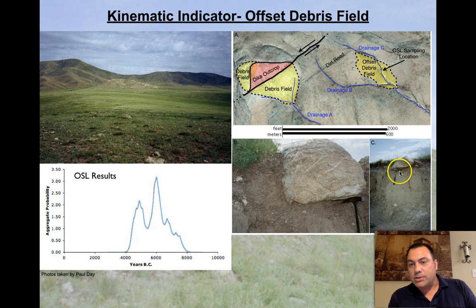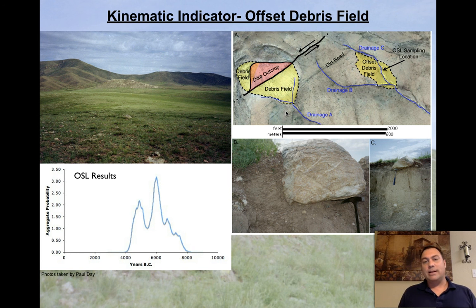But we took a soil sample from underneath this rock, and we used that soil sample for doing optically stimulated luminescence. And we got a date on when that clast was deposited into that offset debris field. And the date comes up at about 6,000, between 4,000 and 8,000 years. So it's definitely Holocene in age. And there's, as we can see here, probably about 600 meters of offset, maybe 500, depending on how you want to reconstruct this over. 500 meters of offset in about 5,000 years.